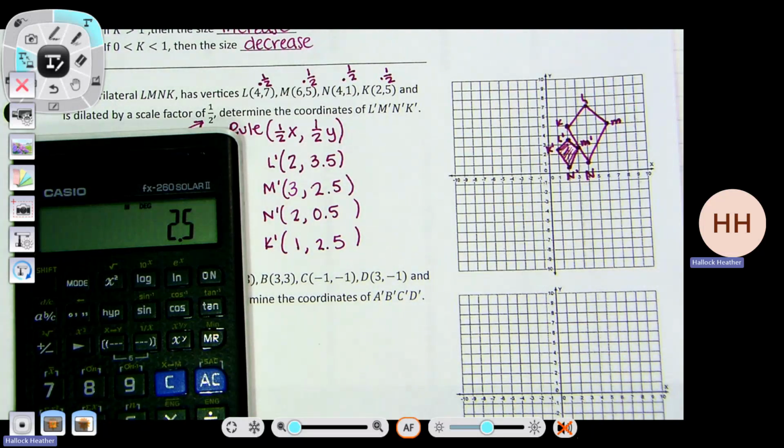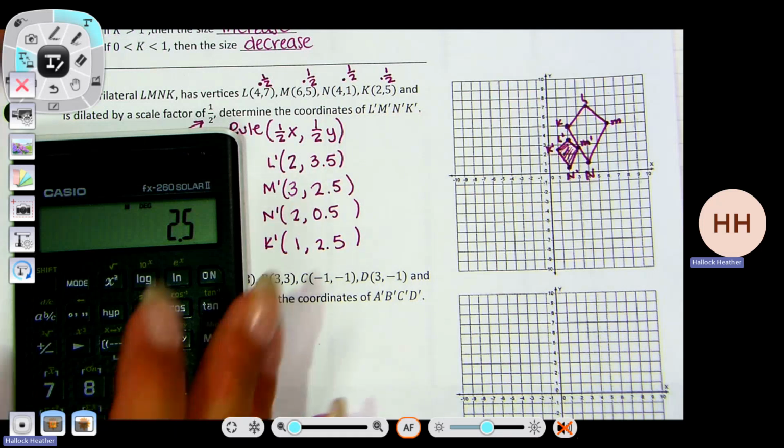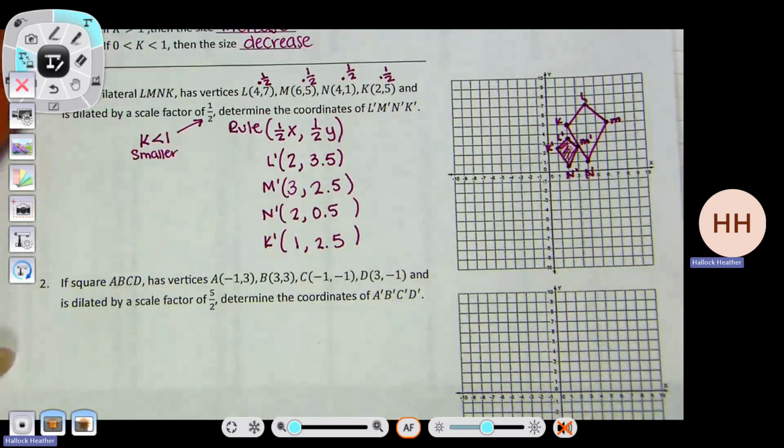The next one we're going to do, we're going to start by plotting the original points. It says if square ABCD has those vertices and it's dilated by a scale factor of 5/2, determine the coordinates of A prime, B prime, C prime, D prime. So take a second, plot your points. It's going to make a square.